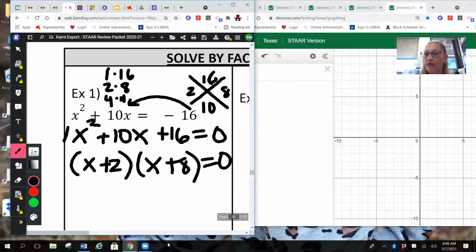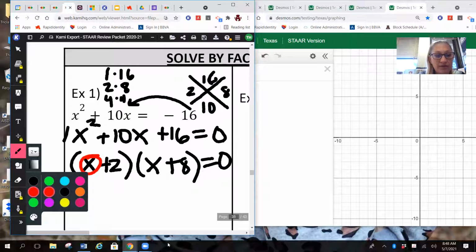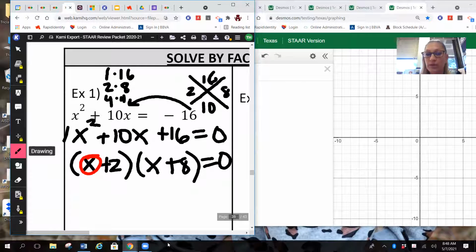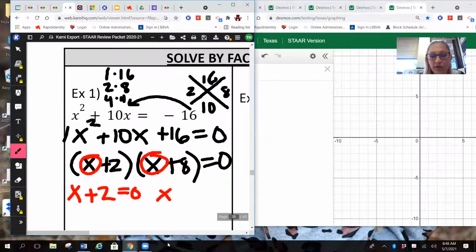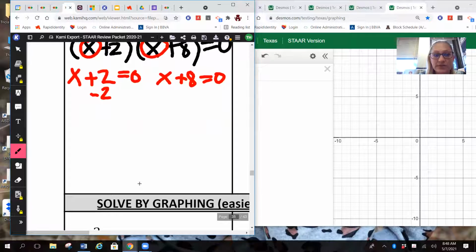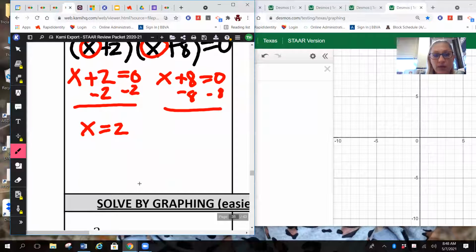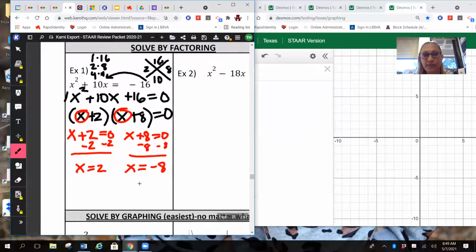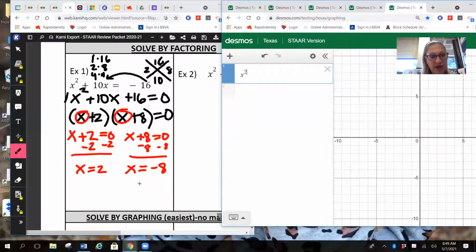Now, in order to solve, I have to find the value of x. So what value of this number when I add 2 equals 0? Same for this number. What value when I add 8 would make 0? So you've been taught how to solve equations by doing the opposite. One answer is -2, and do the opposite. One answer is -8.